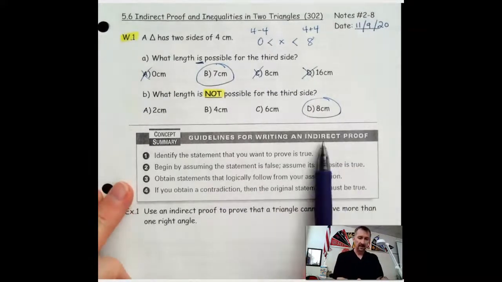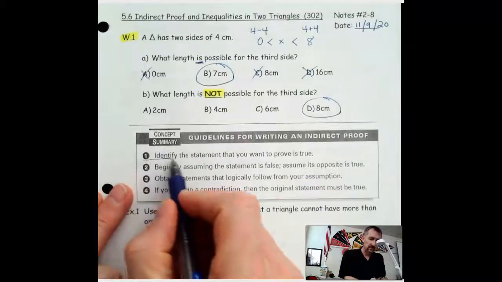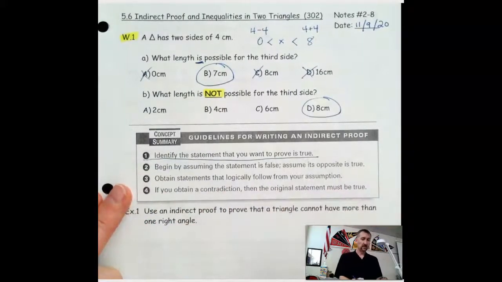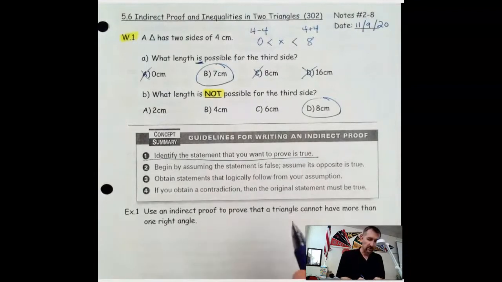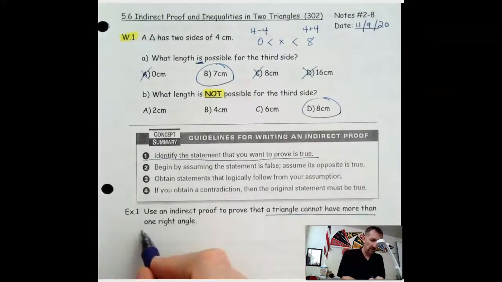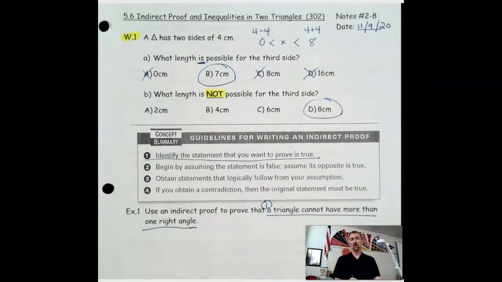Okay, so let's see what we have here. So, an indirect proof. Identify the statement you want to prove is true. Okay, so use indirect proof to prove the triangle cannot have more than one right angle. So you want to prove the triangle cannot have more than one right angle. That's what you're trying to prove. Okay, so there's step 1. That was pretty easy.